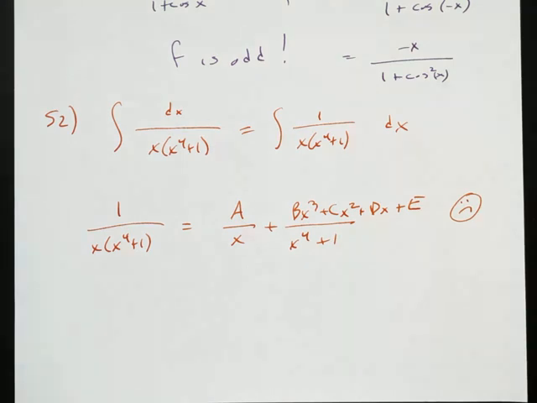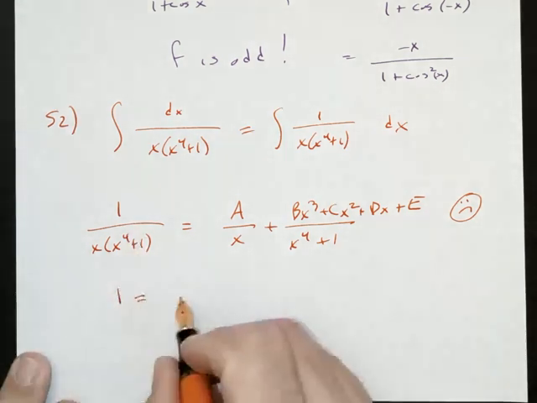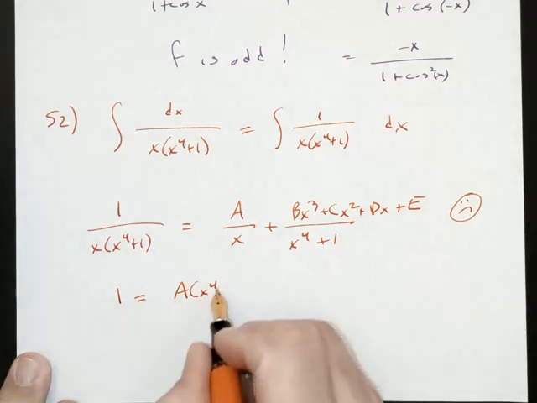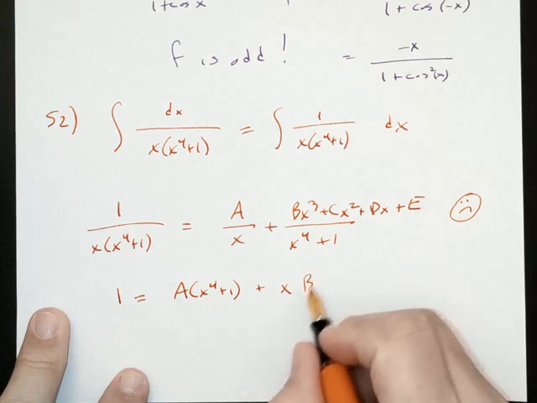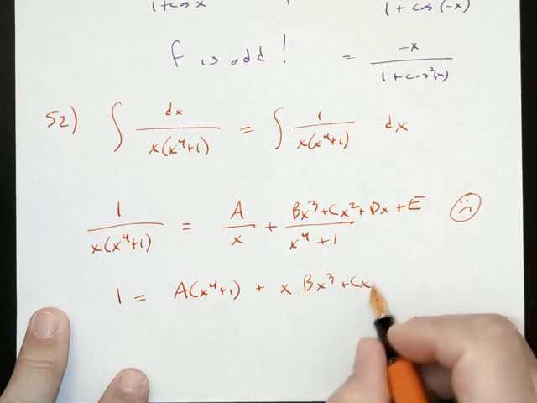Now, if I'm lucky, a bunch of those will turn out to be 0. Hopefully, I'll get something that leads me to a nice U substitution. But that's the problem, because now, when I multiply through that big, nasty common denominator, I get 1 equals a times x to the fourth plus 1 plus x times all of this.